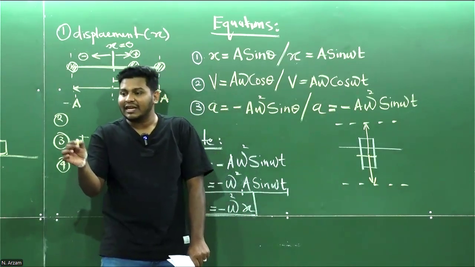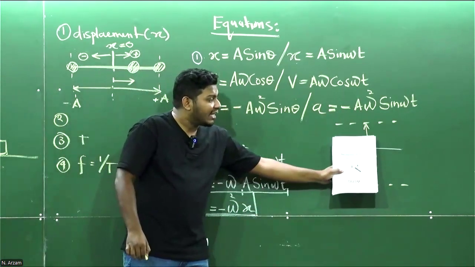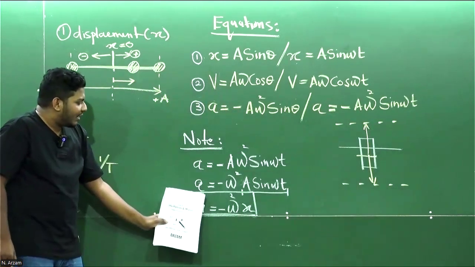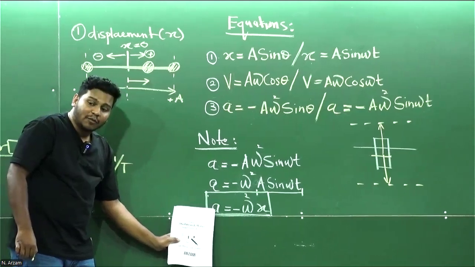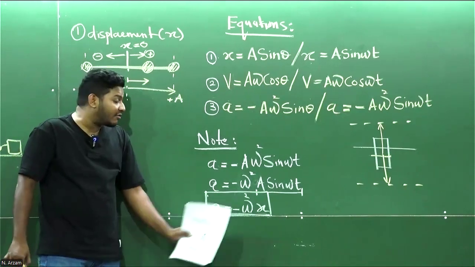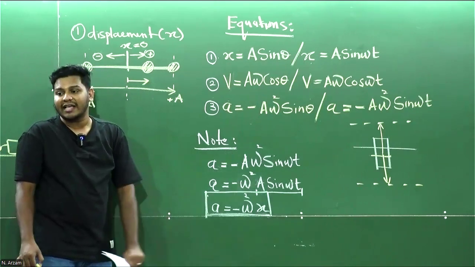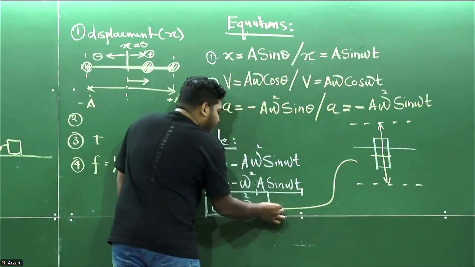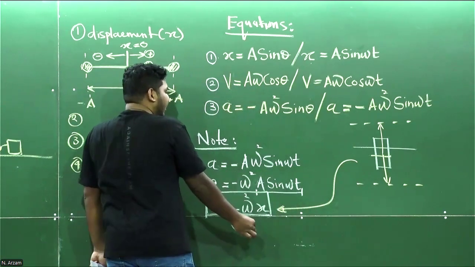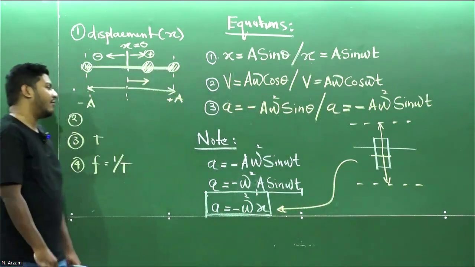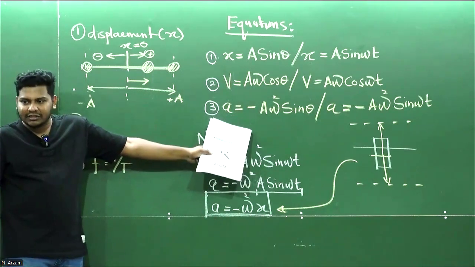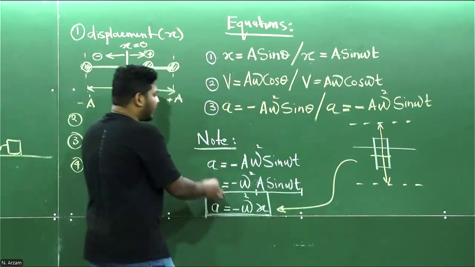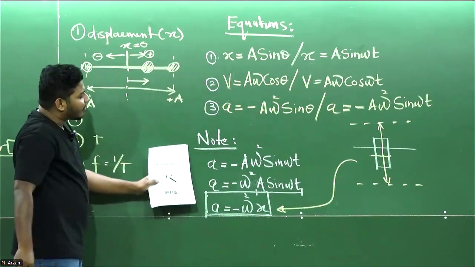We want to get an equation for the acceleration. If the acceleration equation looks like this, in this format, A is equal to minus omega square X, that motion is known as simple harmonic motion. So we want to prove that the equation is something like this. We will do questions on this one, so no worries. So this is the note here. This is a very important thing.